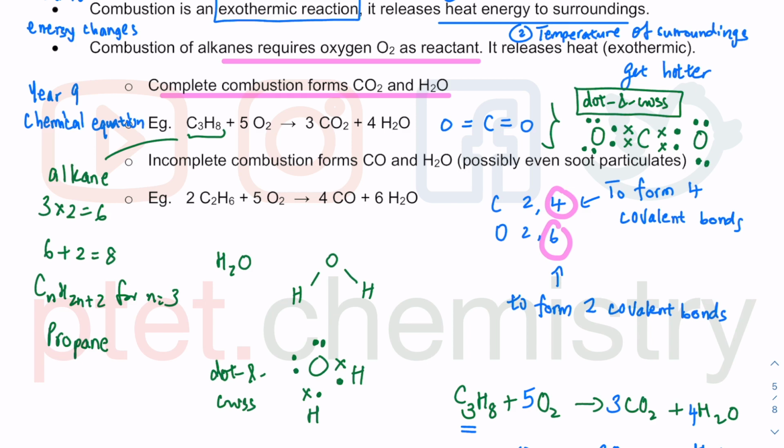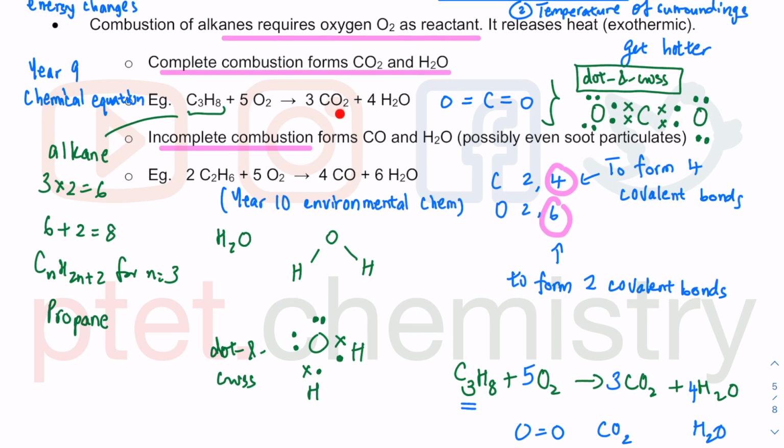For the second one, incomplete combustion. Incomplete combustion was part of year 10 environmental chemistry. In the environmental chemistry section, we talk about the sources of pollution. So one of the pollutants included was carbon monoxide, the other one was carbon dioxide. Carbon dioxide comes from complete combustion of hydrocarbons. Carbon monoxide comes from incomplete combustion of hydrocarbon. When you don't have enough oxygen, you're going to get CO.